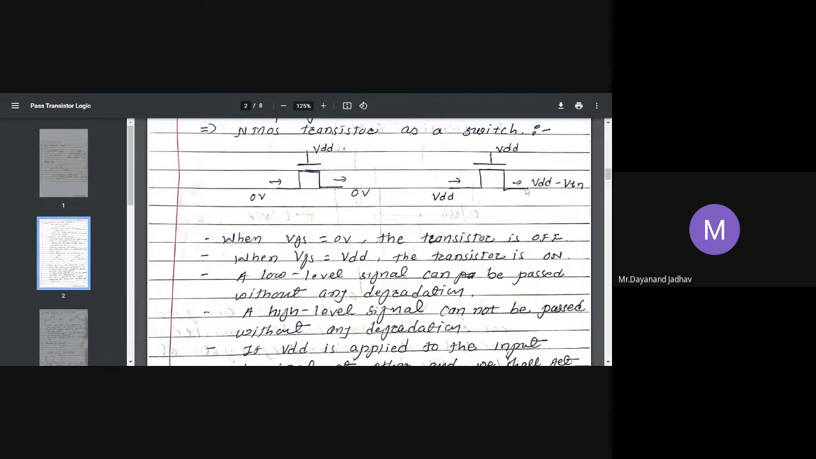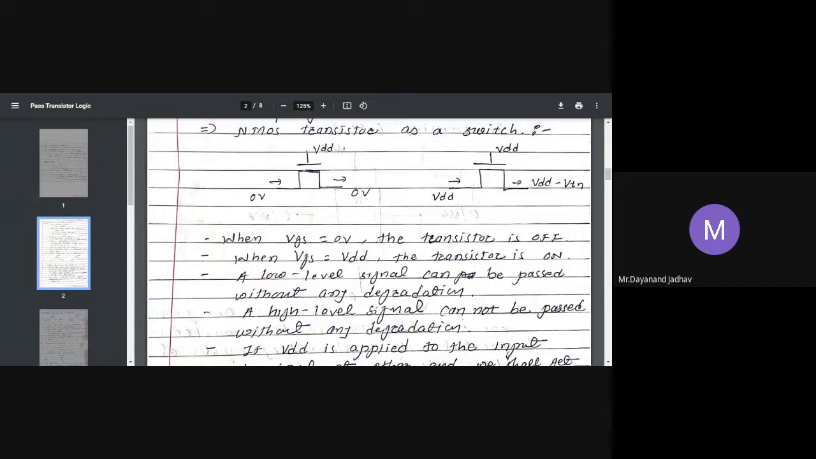One more point is that VDD, the positive voltage, is given to the gate, and the output is considered as VDD minus VTN. VTN is the threshold voltage. If 5 volts is given and VTN is 1, then 5 minus 1, we consider the output as 4.